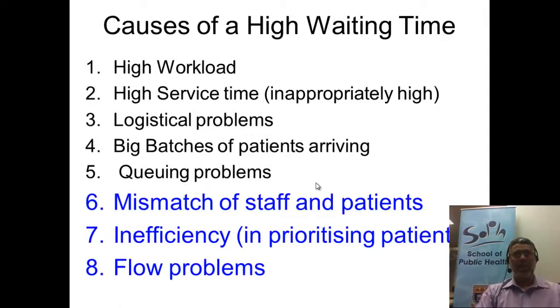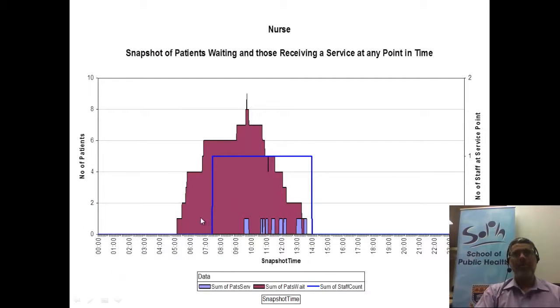So then, what is it? Is it due to mismatch? Is it due to inefficiency? Or is there a flow problem? And we look here, and we see there's a mismatch.